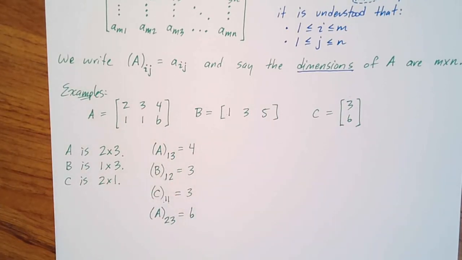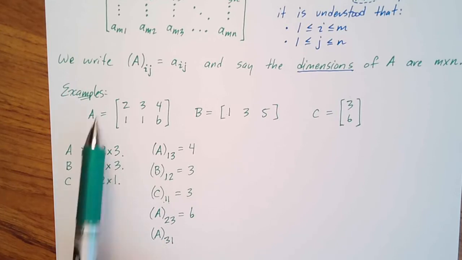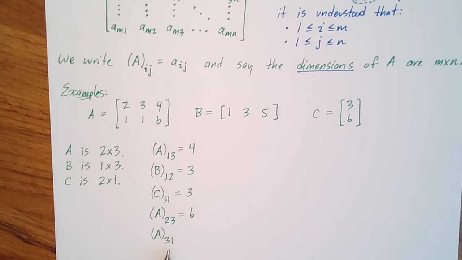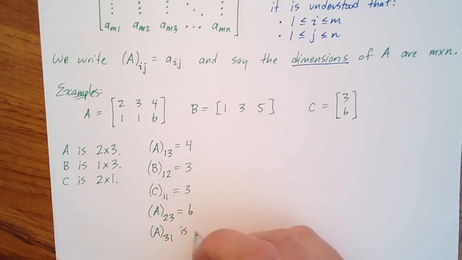And what if I wrote down the entry from the matrix A, which is in the third row and the first column? That's what this notation means. Technically this is valid notation if I want the entry of the matrix A, which is in the third row and the first column. But there's a problem here. That index is out of bounds. There is no third row for the matrix A, so this is just undefined. So that's how you can write down individual entries.